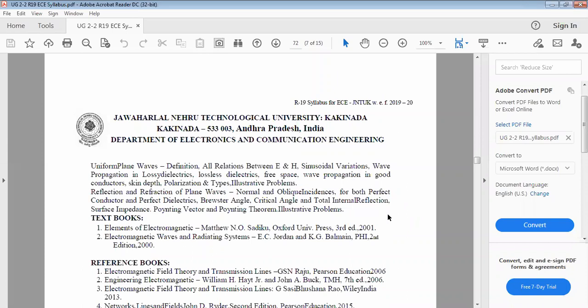What is meant by surface impedance? Poynting vector and Poynting theorem, and related problems.